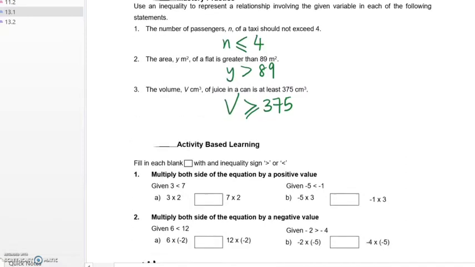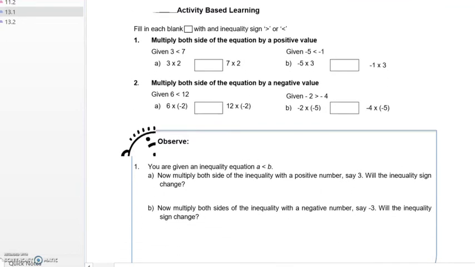Okay, let's move on to the activity-based learning. Fill in each blank with an inequality sign, more than or less than. So try out this activity-based learning first. Put a pause on the video. Once you're ready, play the video to see your answers.